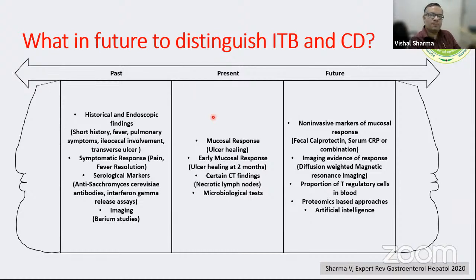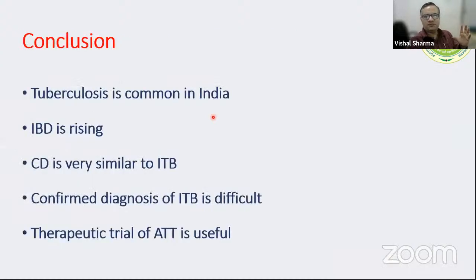Maybe use of some imaging modalities, contrast ultrasound is coming up in a big way. There's some data on T regulatory cells from All India Institute, which needs to be proven, or use of AI-based technologies to differentiate TB and Crohn's, and there are some papers which are coming up. So this is what we have in the future, but till then, therapeutic trial of ATT is a very important tool for the clinicians.